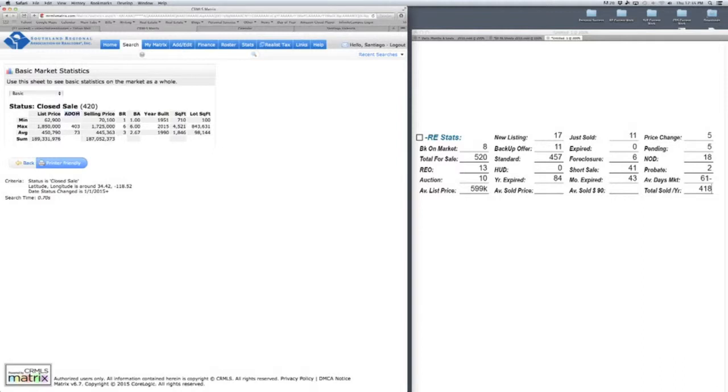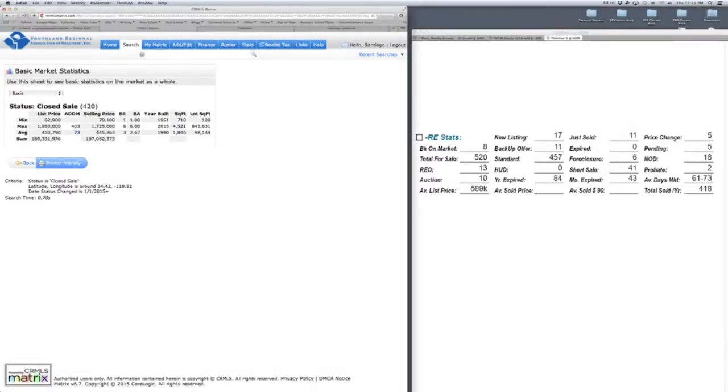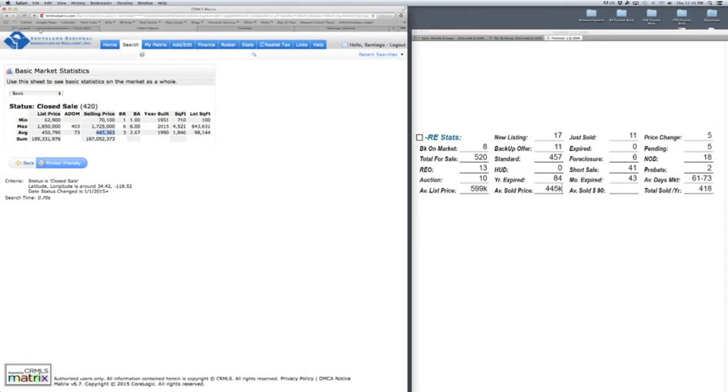So going back to the average days on market, we now have the number 73. That means on average, these took 73 days to close and go through escrow. So I'm going to plug in 73 here on the right-hand side. On average days on market, it's between 61 and 73 days between going into escrow and actually closing through escrow. Those are the two numbers that I have. Now, on average selling price, I now have $445,363. Going back to our graph here, on average sold price since the beginning of the year, $445K.